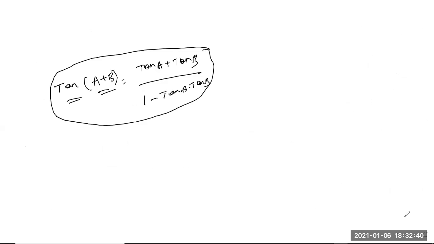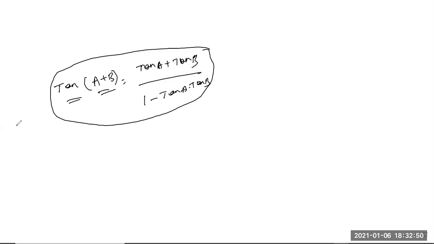And now here comes the sine rule. Could you go back once, to the previous page?